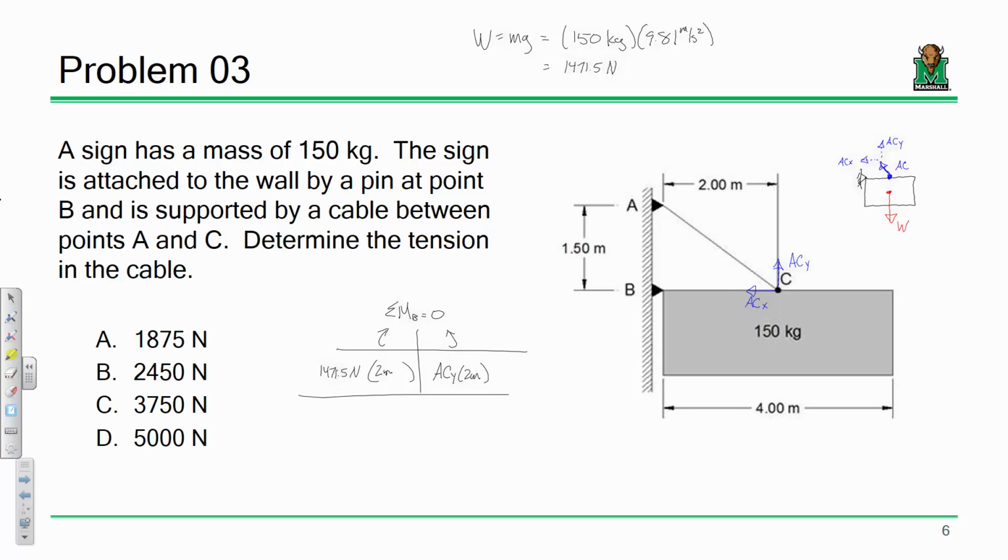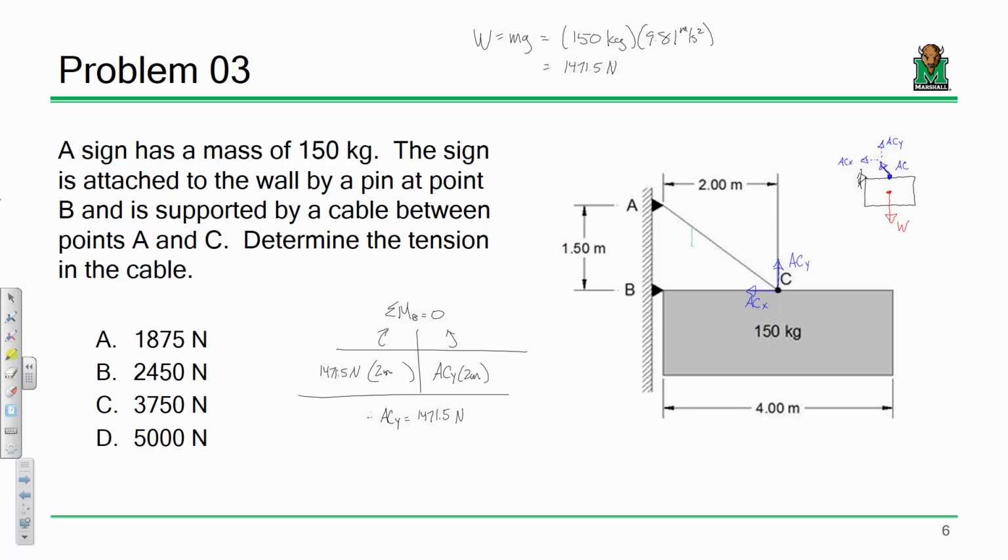So you could look at this and see 1471.5 times 2 equals something times 2. What's that something? 1471.5. So ACY is 1471.5 newtons. That's pretty easy.